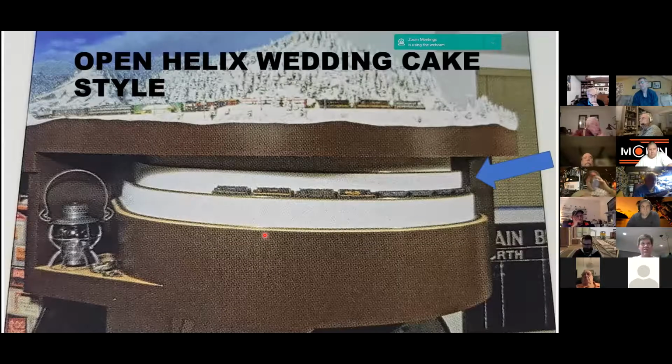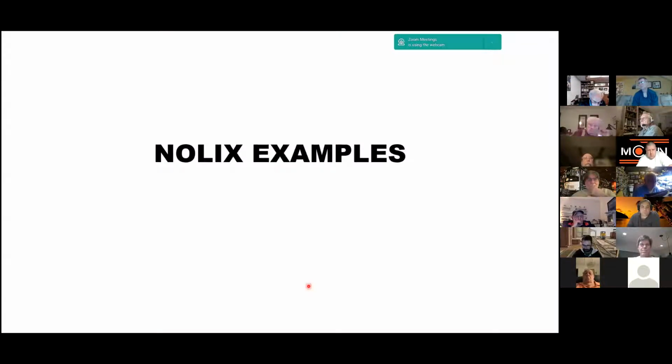Okay, here's a wedding cake style visible helix. This is an N scale layout. I don't know what the diameter of that helix is, but I bet you it's pretty darn big because these levels are way too high for a single turn on a helix.